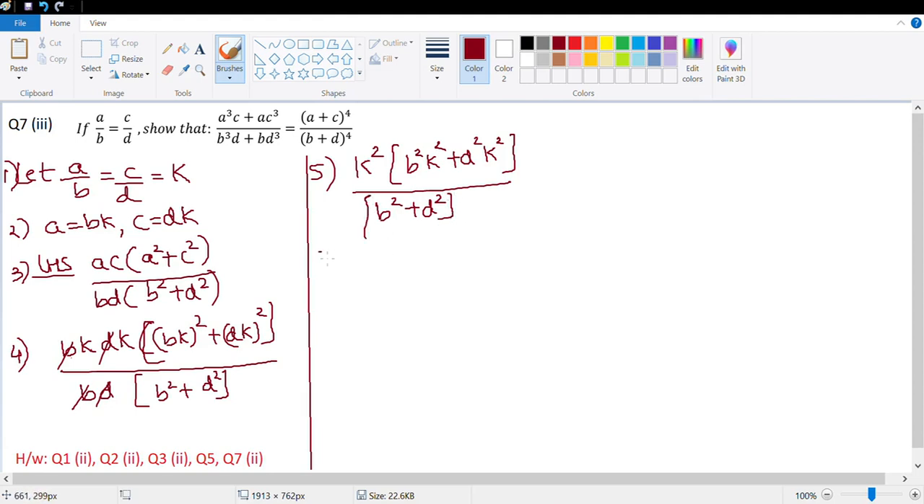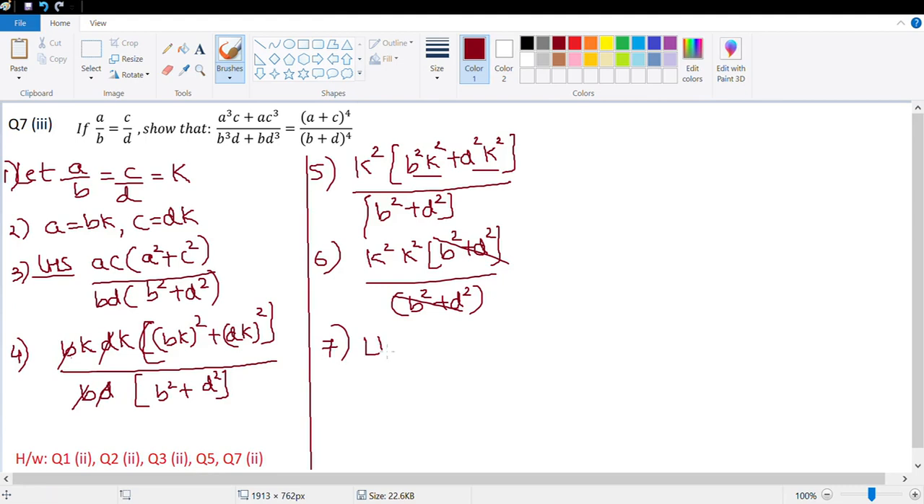Anything common between these two elements? Yes, k square is common. So we already have a k square outside. Let's take another k square outside. What remains inside is b square plus d square. Denominator also is b square plus d square. B square plus d square from both numerator and denominator gets cancelled, which means my left hand side is equal to k to the power 4. So we've been able to get the value of left hand side in terms of k as k to the power 4. Good. Let's look at the right hand side now.